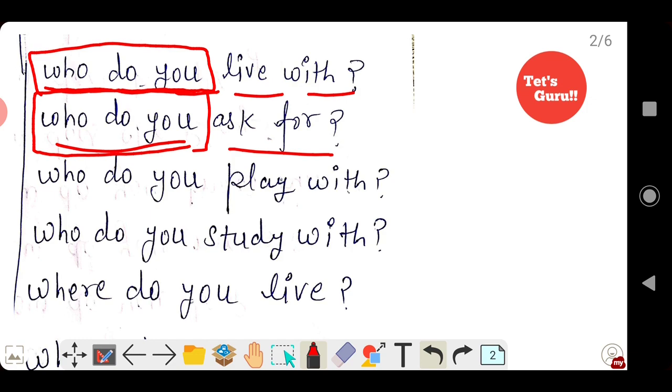This is very important. Who do you live with? Who do you ask for? Who do you play with? Once again, friends, just see that phrase, who do you? Just speak it. Try it. Over and over again.